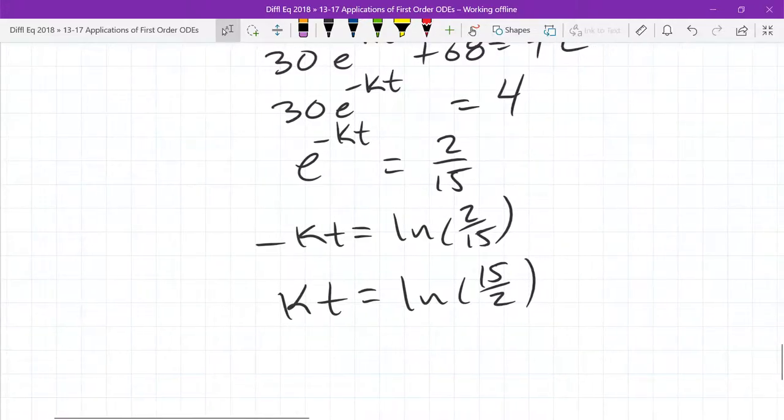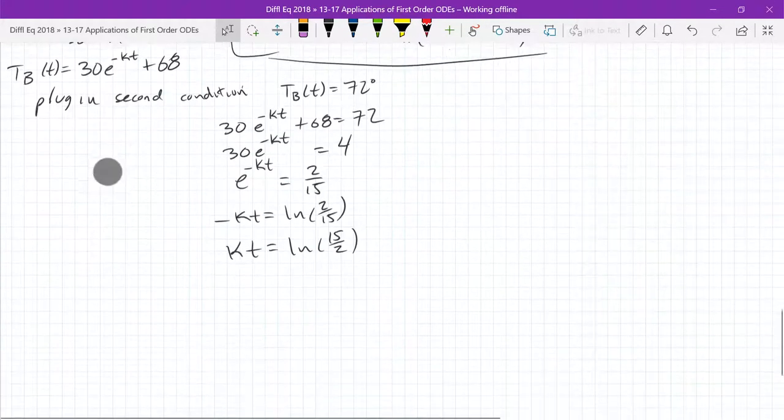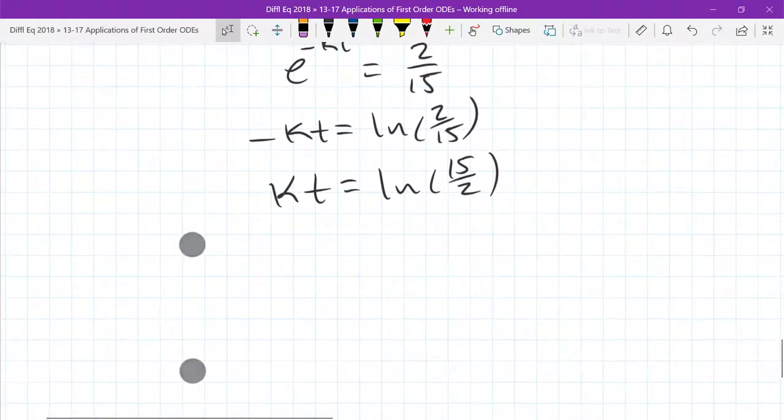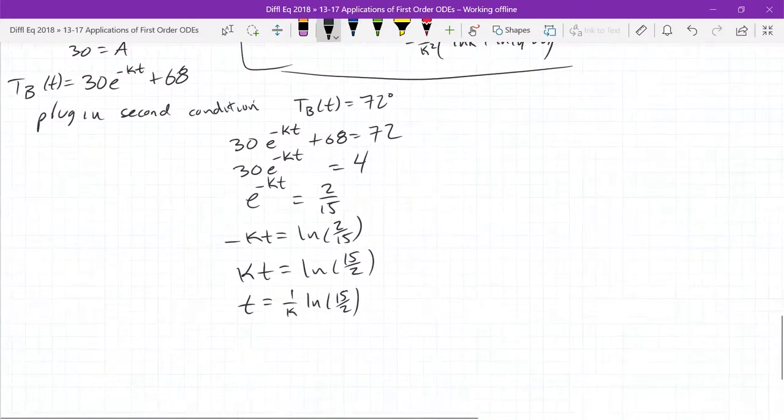All right, but the problem is, if I don't know k, I can't find t, so I need some more information to get the k constant out of here. So this is as good as we're going to get right here. I could solve for t; at this point that's super easy to do. So if I knew k, I could figure out the time. So we would basically need another observation.